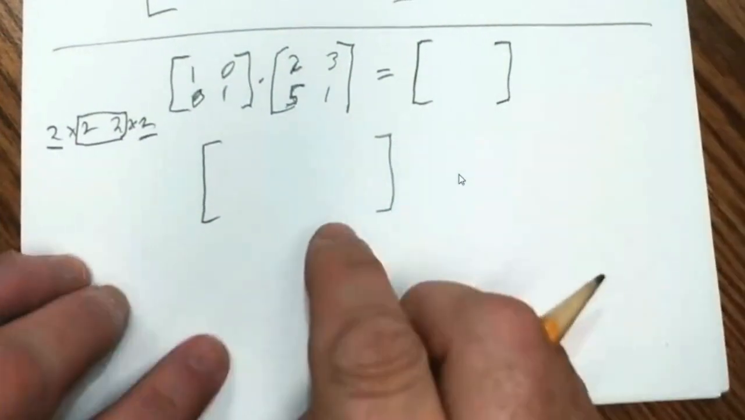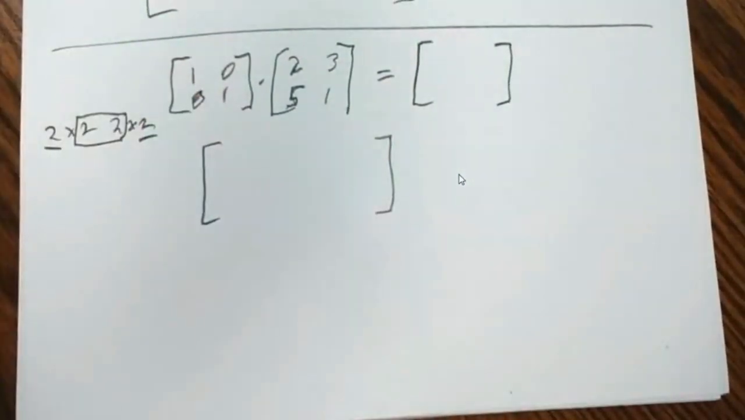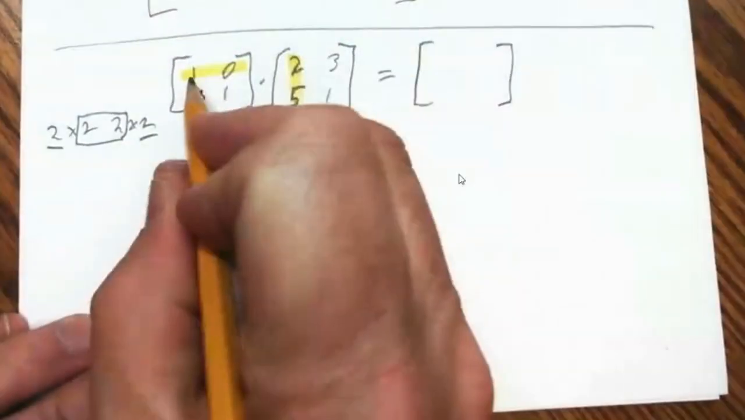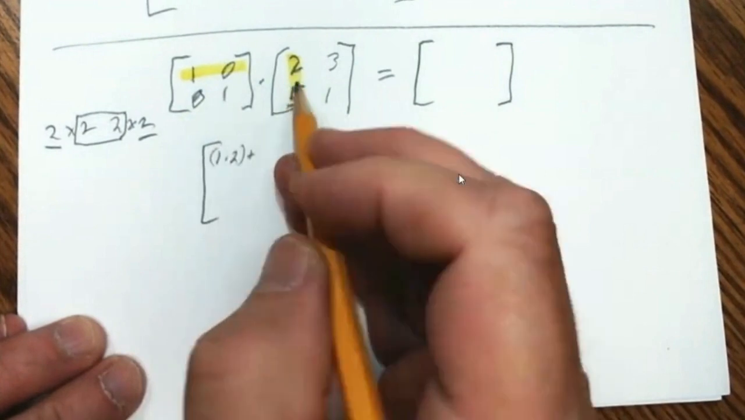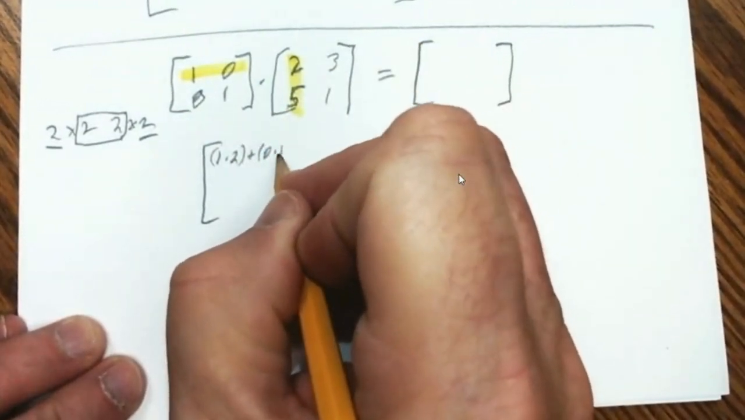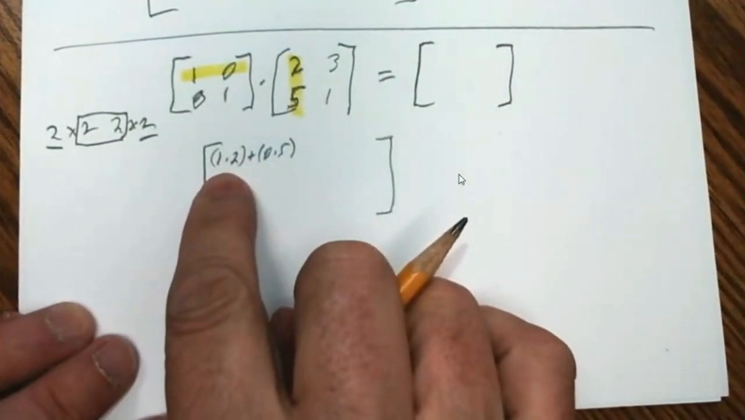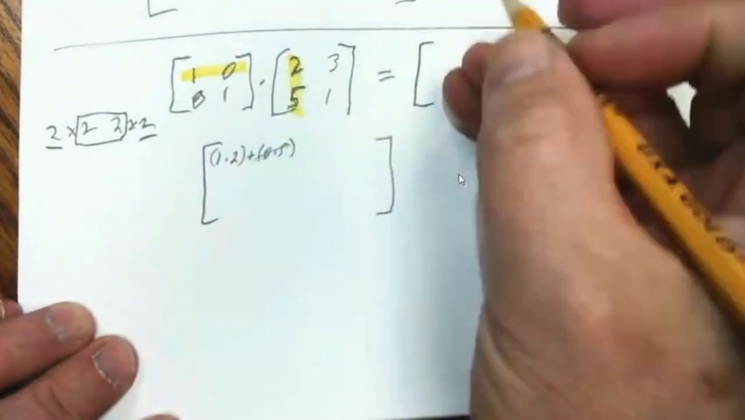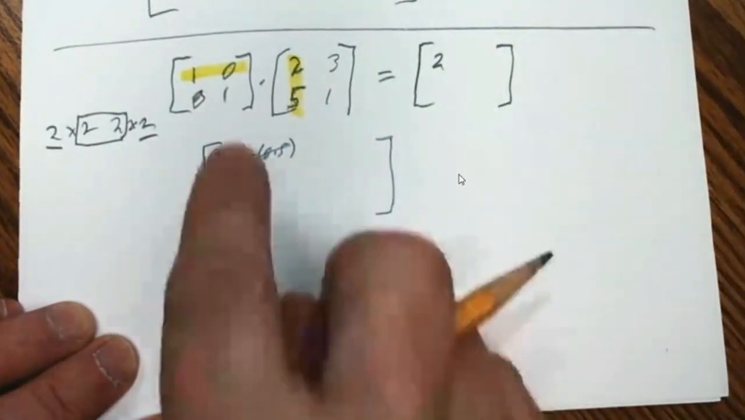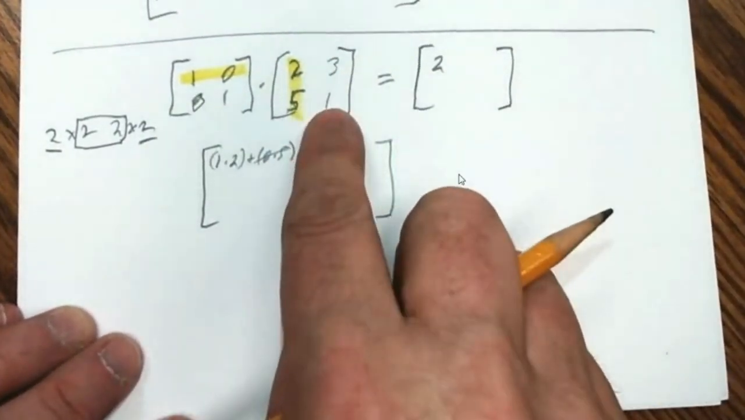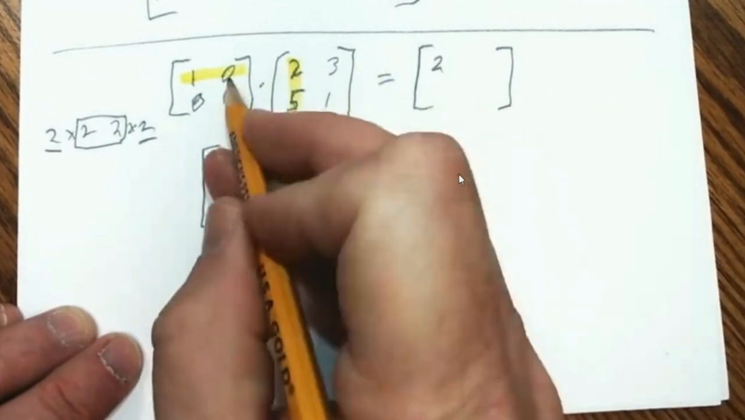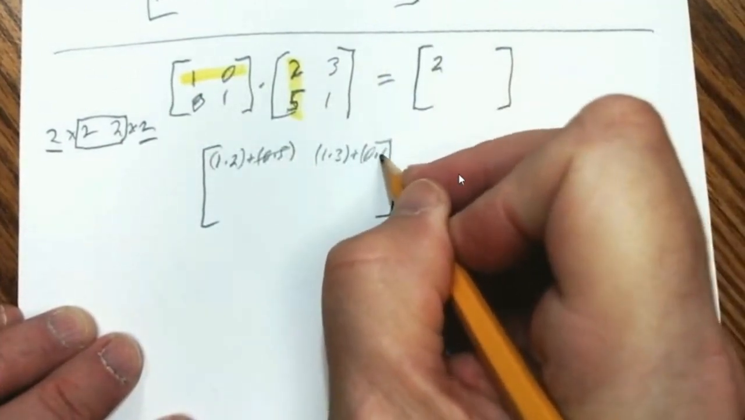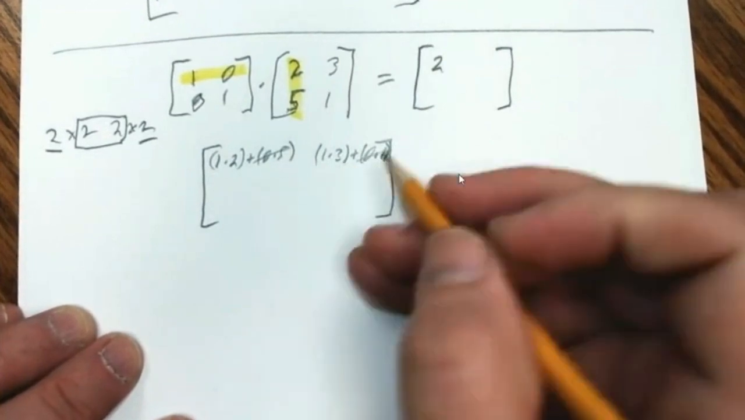Now let's do the math. Remember, we start out with the first row multiplied by the first column. 1 times 2 plus 0 times 5. 1 times 2 is 2. 0 times 5 is 0. So this is just a 2. Now let's do the first row times the second column. 1 times 3 plus 0 times 1. That's just 0. 1 times 3 is 3.